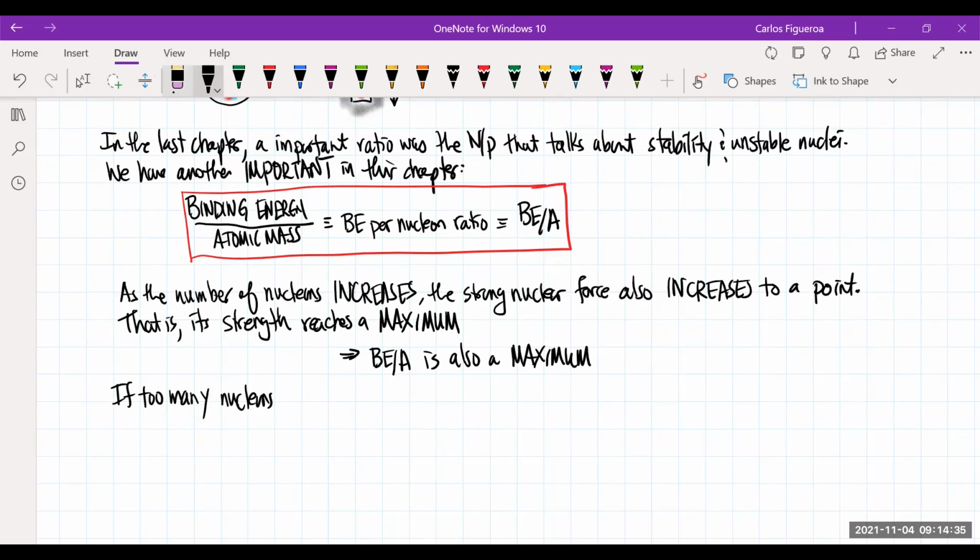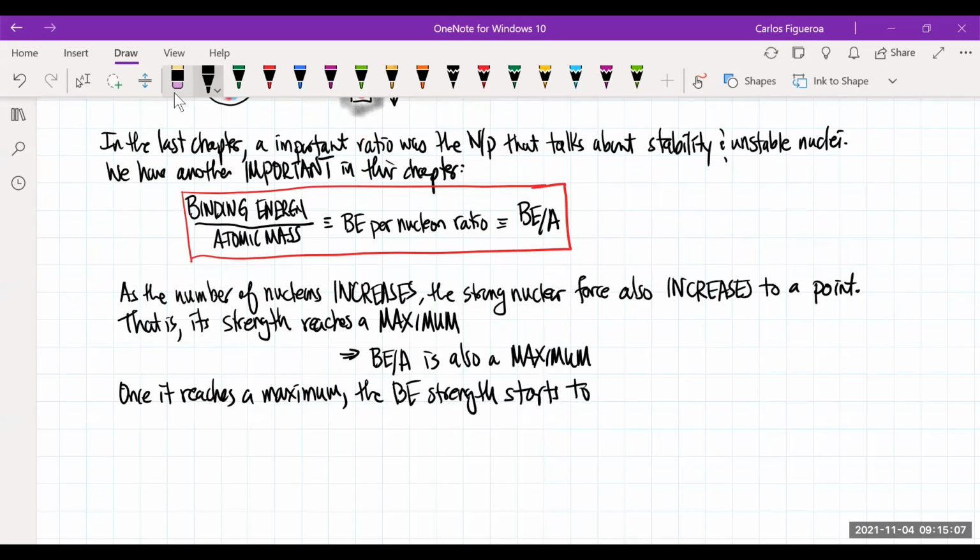What I really want to say is something like this. Once it reaches a maximum, the binding energy strength starts to decrease.